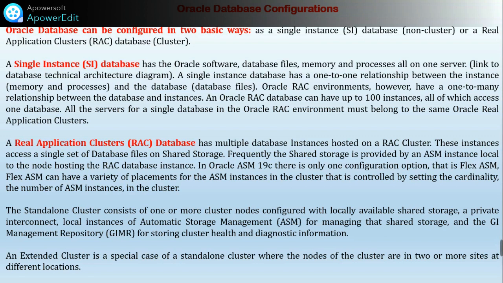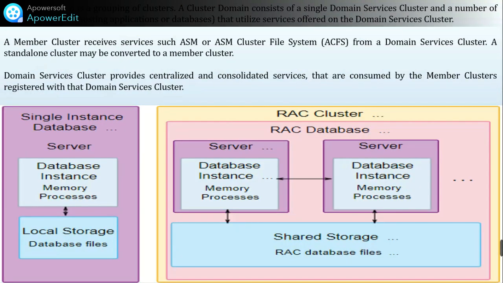The standalone cluster consists of one or more cluster nodes configured with locally available shared storage, a private interconnect, local instances of Automatic Storage Management ASM for managing that shared storage, and the GI management repository, GIMR, the Grid Infrastructure Management Repository database, for storing cluster health and diagnostic information. An extended cluster is a special case of a standalone cluster where the nodes of the cluster are in two or more sites at different locations. Here is the diagram: single instance database and RAC cluster, RAC database.